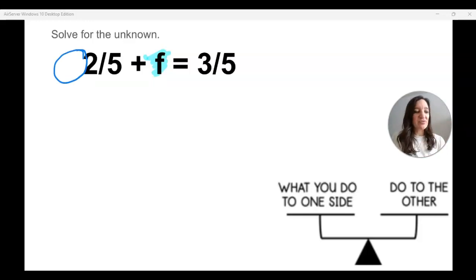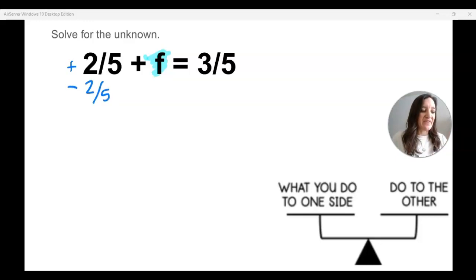Yes, exactly. You know that there is an invisible positive sign there. If a number is negative, there will be the negative sign in front, no matter what. But we're often lazy and we often don't put that positive sign in front of every single number. So it is positive, which means that the inverse of that is subtraction. So we're going to subtract 2/5.